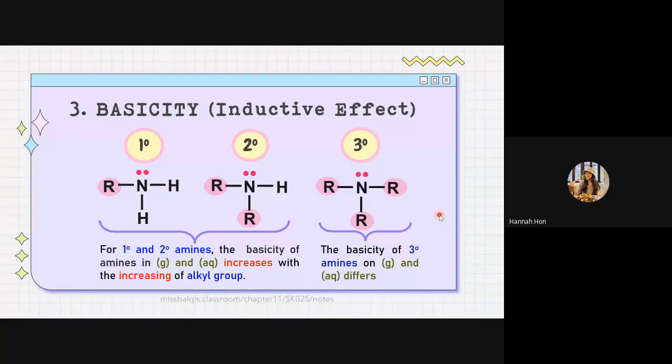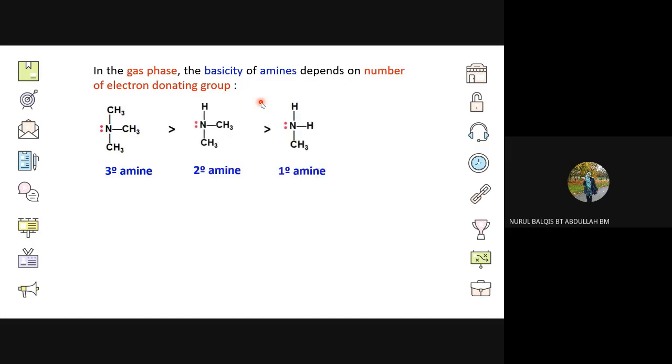Alright. Now, in the gas phase there is no water molecule, so it just depends on the number of electron donating groups. So we could simply say the tertiary, with the most electron donating groups, will have the highest basicity compared to secondary, primary and also ammonia. Is this one clear? In the gas phase it is straightforward. The more EDG, the higher the basicity.